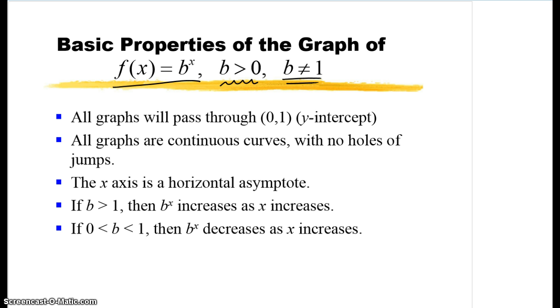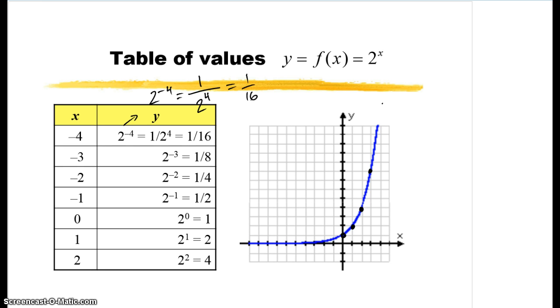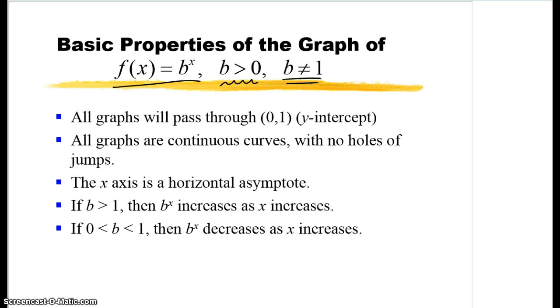Also notice all graphs are continuous curves with no holes or jumps. You could trace the graph without lifting your pencil up from the paper. The x-axis will always be a horizontal asymptote. So you might have noticed for the graph of 2 to the x, as I said, we get very, very small when x is negative, and it seems like we're touching the x-axis, but really we're not. We're right above it. We're never ever going to hit the x-axis. We're never ever going to equal 0.